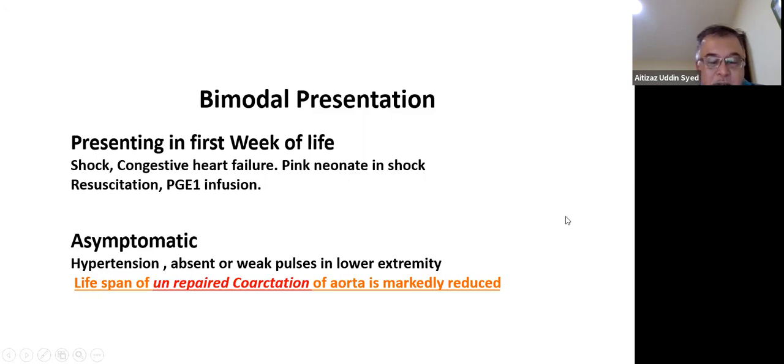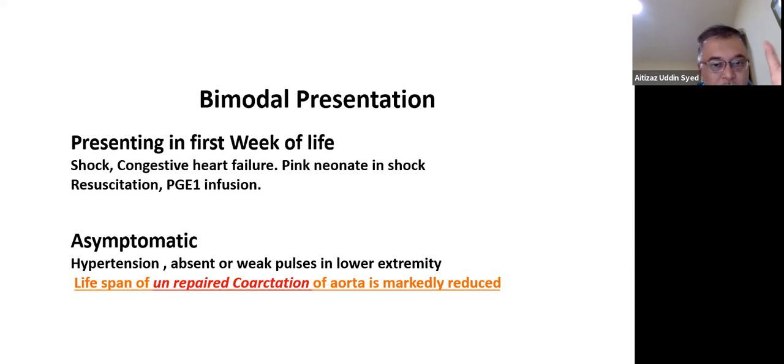The other is asymptomatic. This is the other extreme, a kind of spectrum of the disease. On the other extreme, there will be people who are asymptomatic, and they present later in life, even in adulthood or late adulthood, with hypertension. Or somebody who is a good clinician and on every clinical examination checks all the peripheral pulses will notice that the lower extremity pulses, like femoral, are weak, or even altogether absent, and raise a suspicion of coarctation.